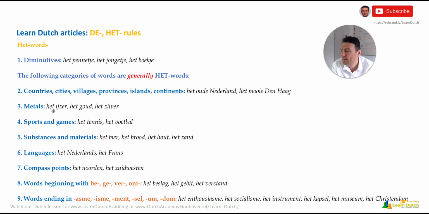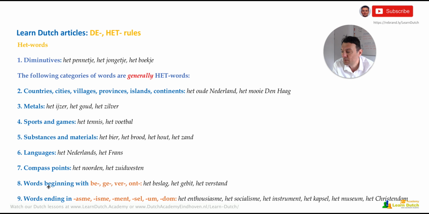And metals, het ijzer, het goud, het zilver. Sports and games, het tennis, het voetbal. Substances and materials, het bier, het brood, bread, het hout, wood, het zand. Languages, het Nederlands, het Frans. Compass points, het noorden, het zuidwesten.